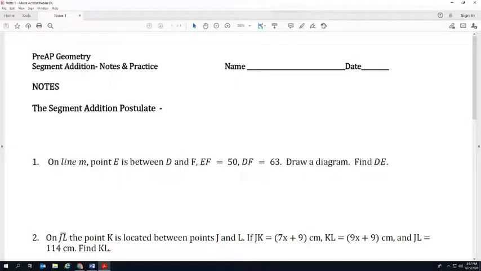Hey guys, this is Mrs. Keith, and I want to do notes over segment addition. We need to understand what the segment addition postulate is first.